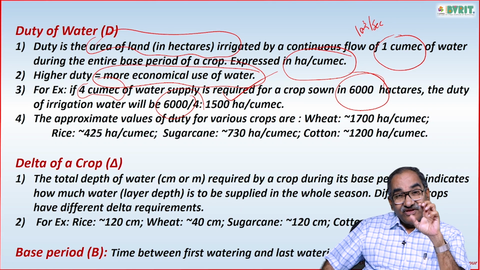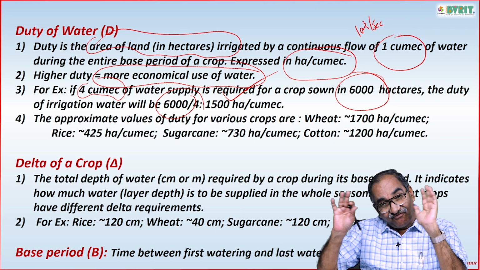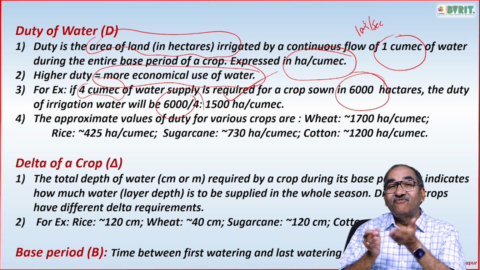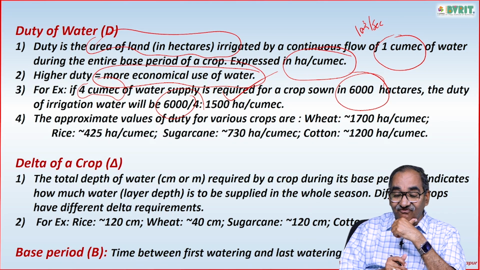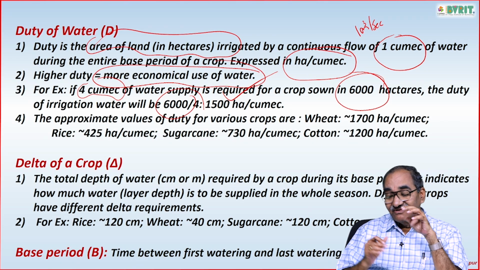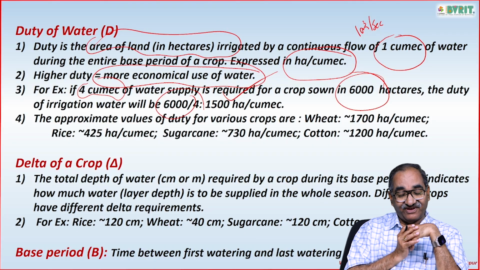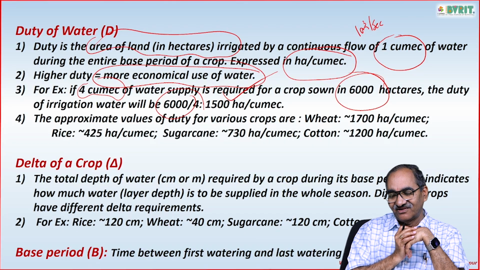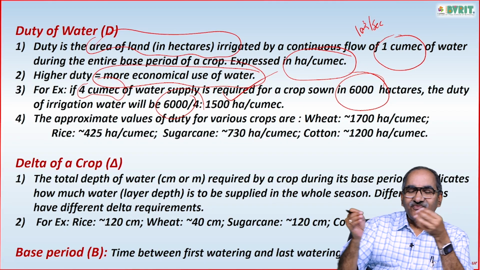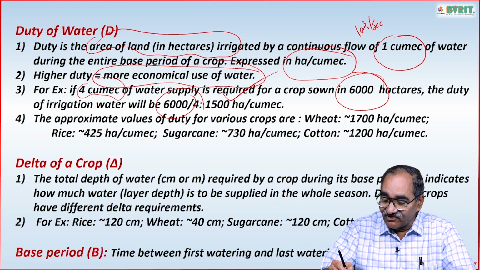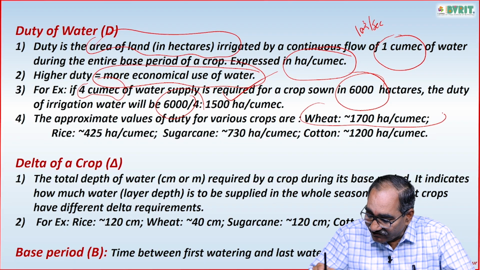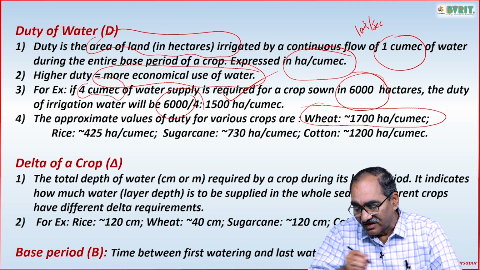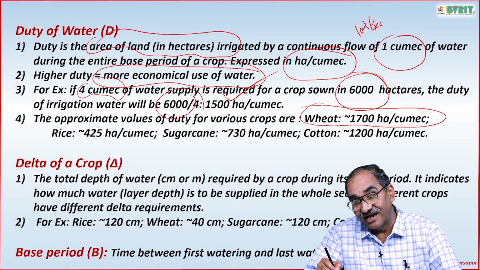And do you have any approximate values for different crops actually? For example, rice, what is the duty? Wheat, what is the duty? Sugarcane, what is the duty? Cotton, what is the duty? I have taken 2 food crops, 2 commercial crops. If you take wheat actually, with 1 cubic of water, you can irrigate 1,700 hectares of land.